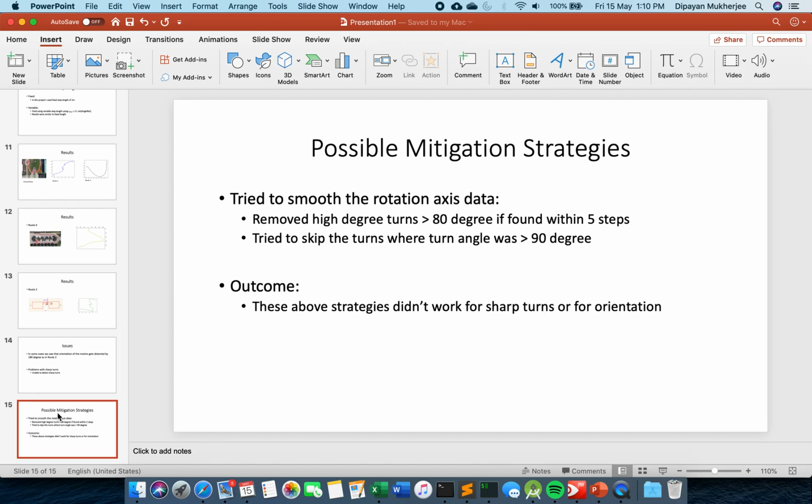So the possible mitigation strategies are: if there are many high degree turns within 5 steps, I try to remove them with a single turn, and if there are many turns greater than 90 degrees, we try to skip them. But these attempts didn't really result in better outputs.